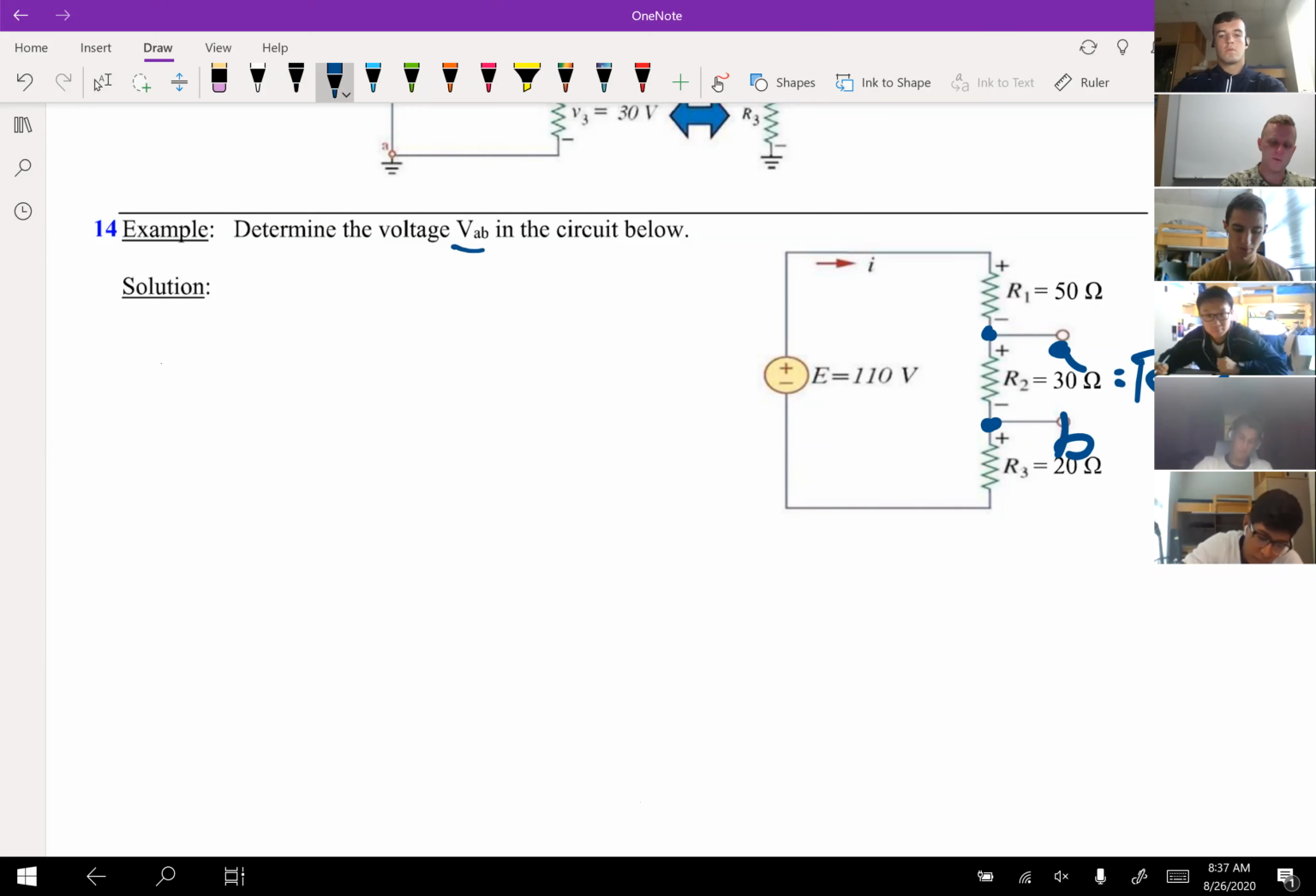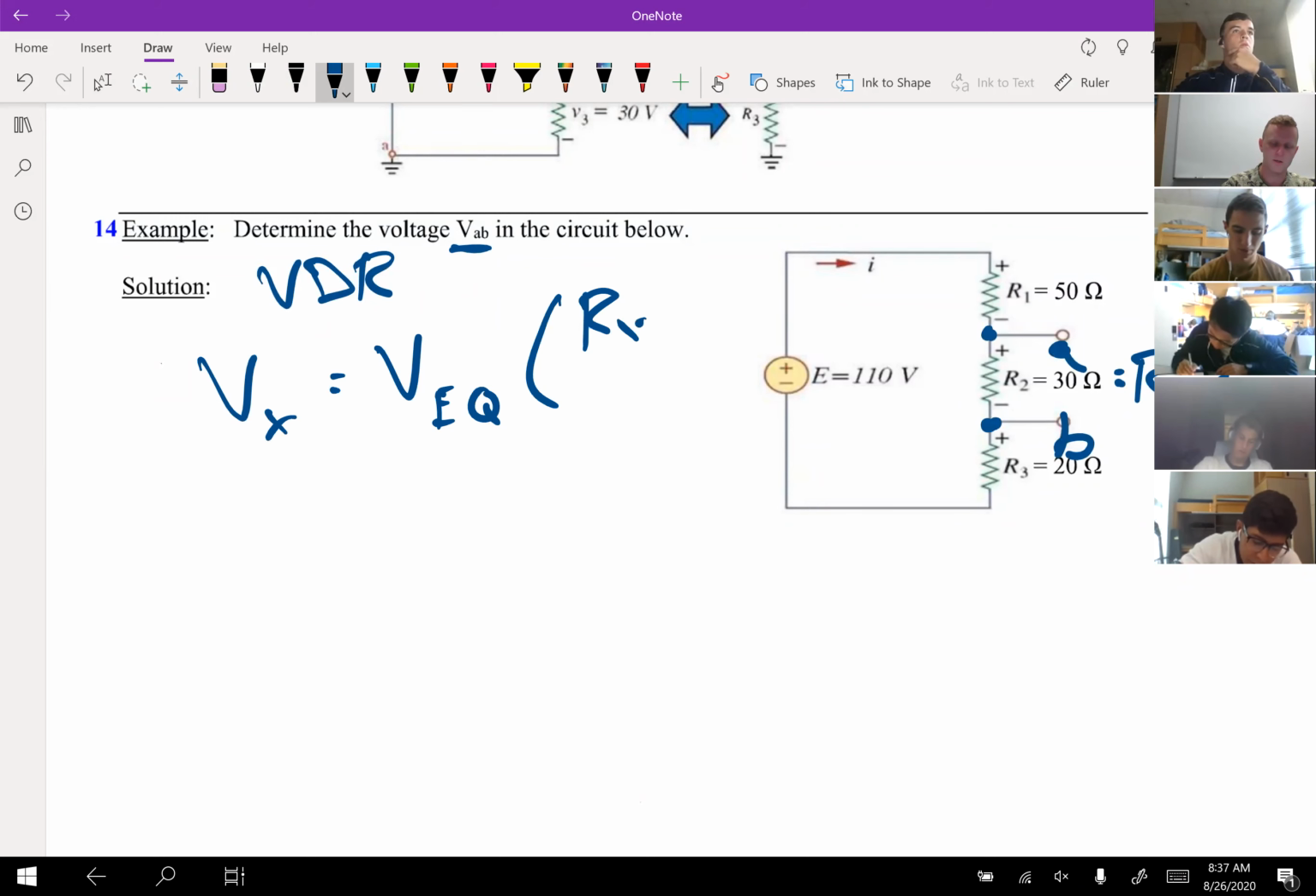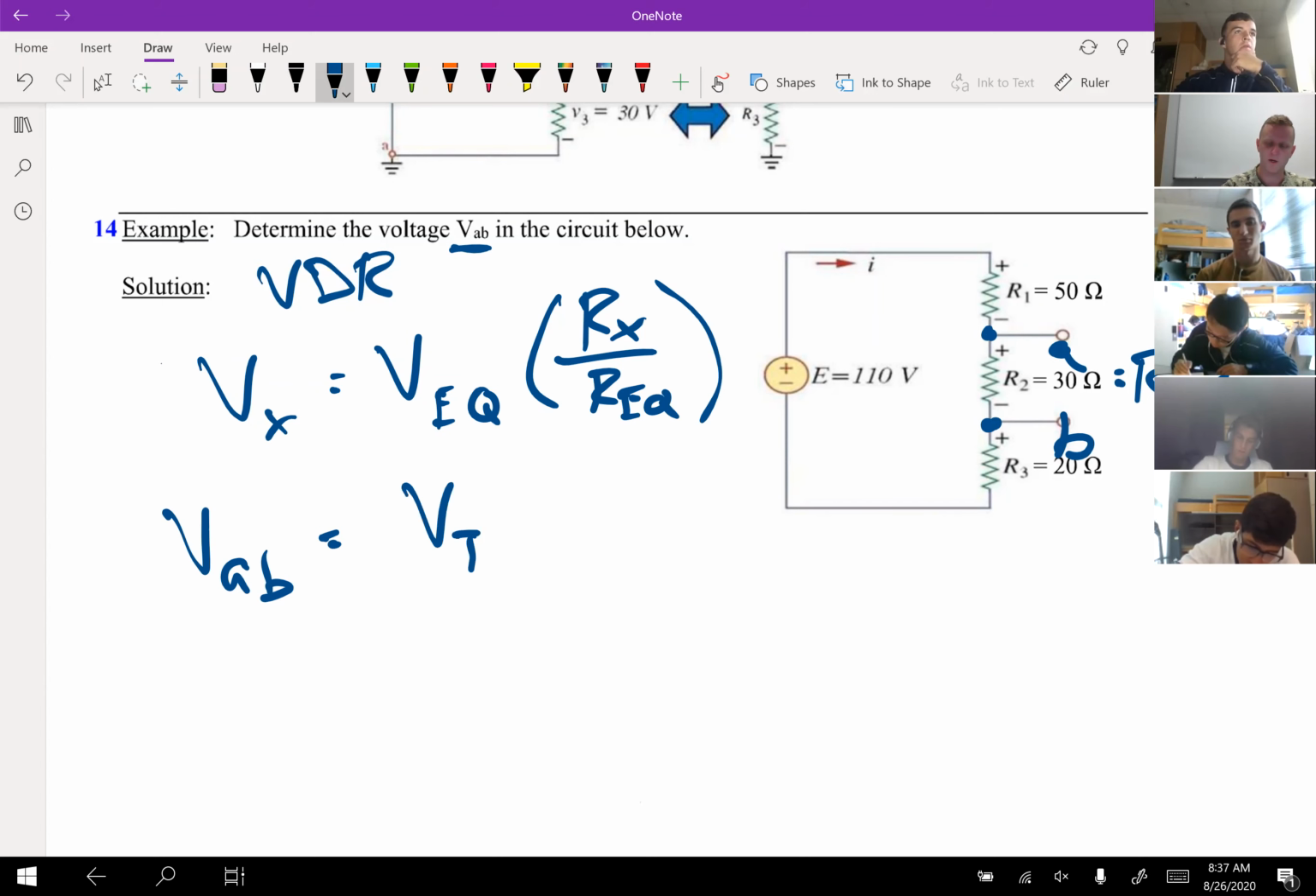I'm finding a VAB, so the voltage divider rule says that Vx equals V equivalent times Rx over R equivalent. So the Vx that I'm looking for is from A to B, VAB. The V equivalent in this case happens to be the V total, because whenever I'm looking at series elements, all 3 of these are in series. Well, what is the total voltage across all of those? Well, it's right here, 110 volts.